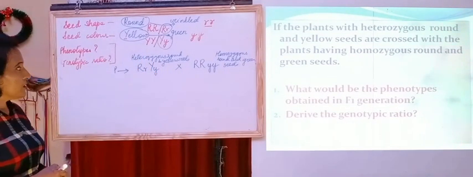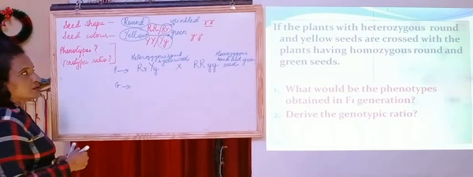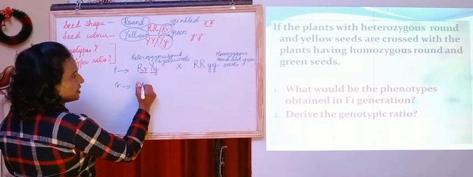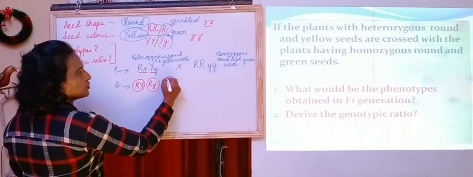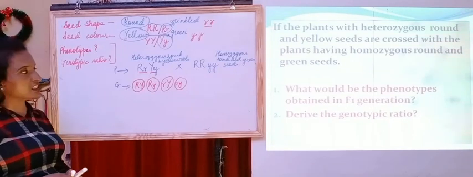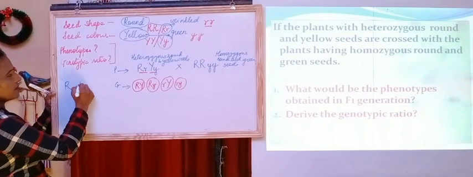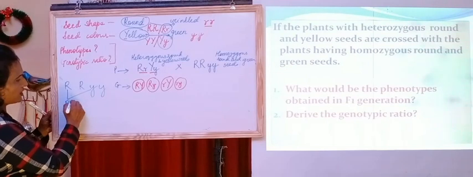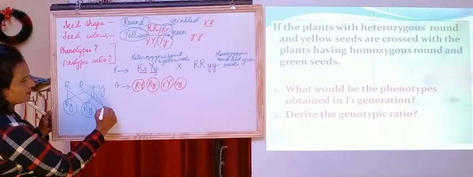So what will be the gametes obtained? We already know it is heterozygous for both the traits. So it will be capital R, capital Y; capital R, small y; small r, capital Y; small r, small y. Okay, 4 gametes. We have already discussed it. So here, what will be the gametes? I'll just separate all the alleles. We see that all the gametes will be having capital R, small y.